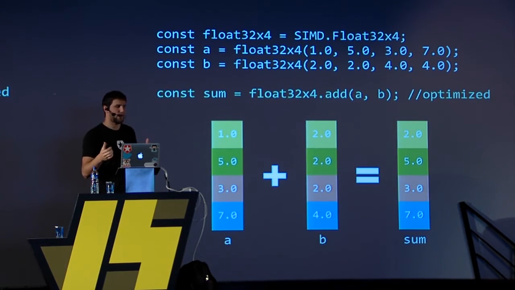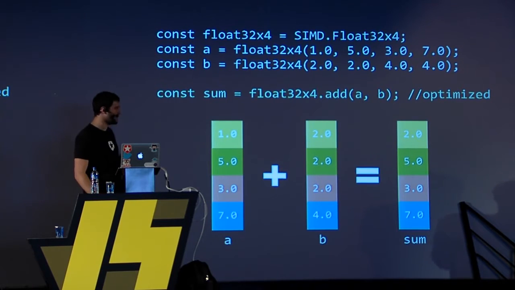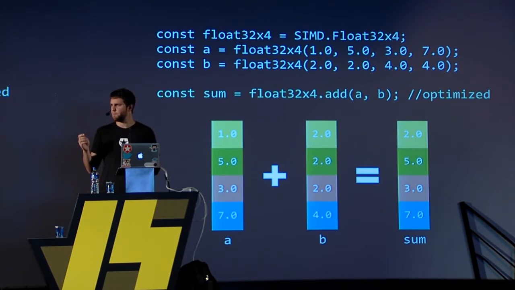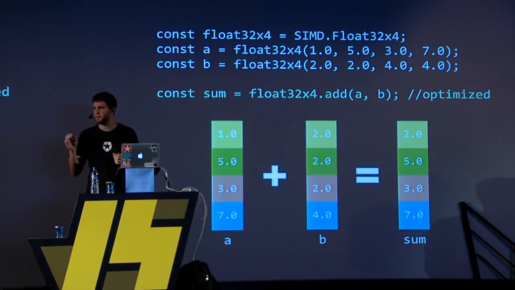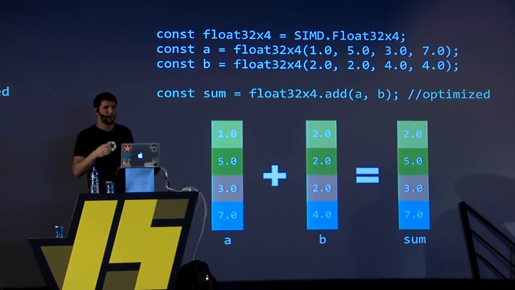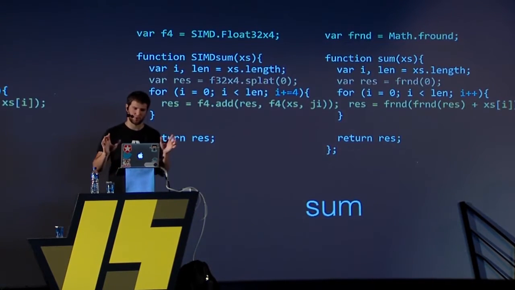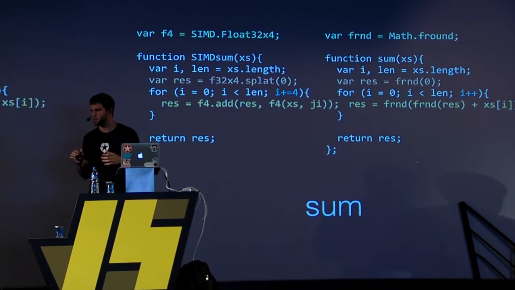So a quick example: I create these float objects using the SIMD module that's available in Firefox Nightly. And I can do add. We don't have any operator overloading, so add is the best that we can do instead of using the plus sign. But that's automatically optimized by the JIT compiler, the JavaScript runtime, to a single processor instruction, and it's much faster. How much faster? Let me show you a quick real-world example.